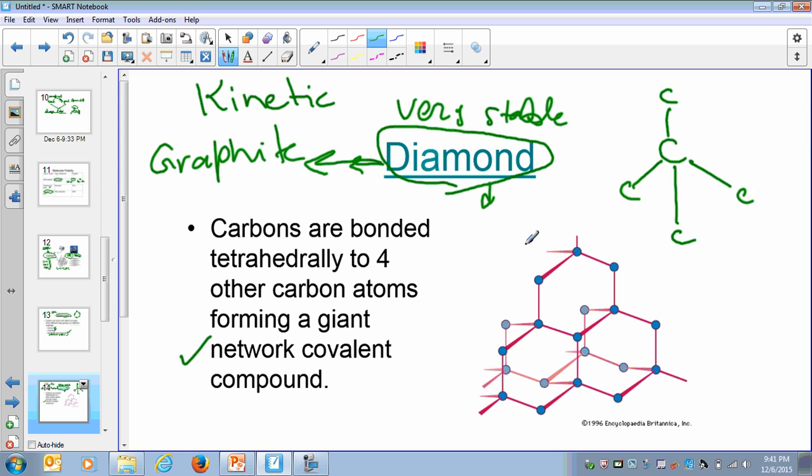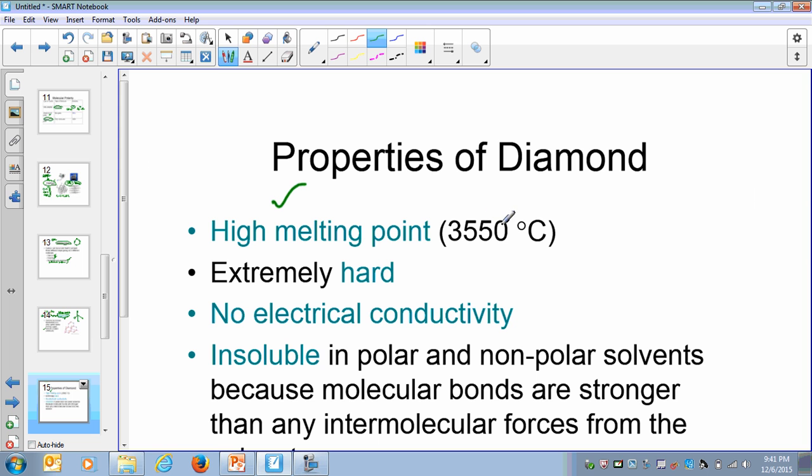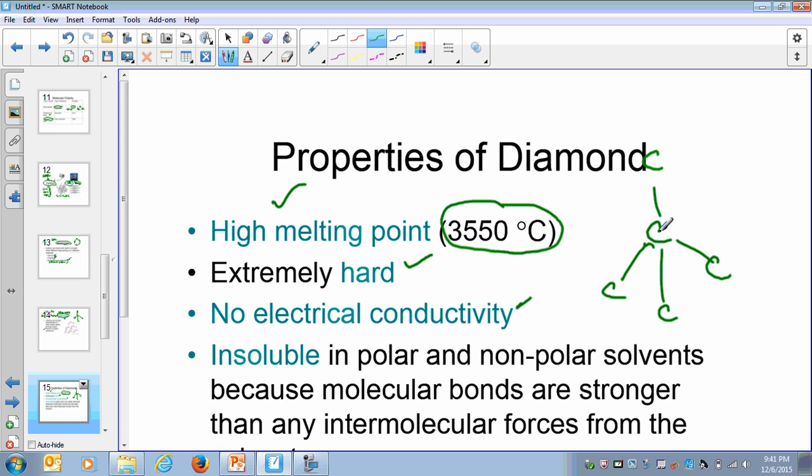They are very strong. They are used to make cutting tools that need a lot of strength. So, high melting point, as I told you, it takes a lot of heat to melt it. Extremely hard. No electrical conductivity because there are no free electrons. Keep in mind that the chemistry of conductivity is based on delocalized or free electrons. There are no double bonds, they're all single bonds, so all of these electrons are held by the nuclei. There is nothing to move around, so they don't conduct electricity.